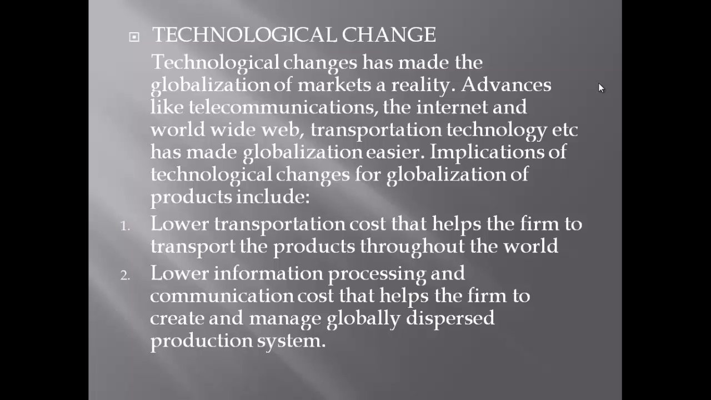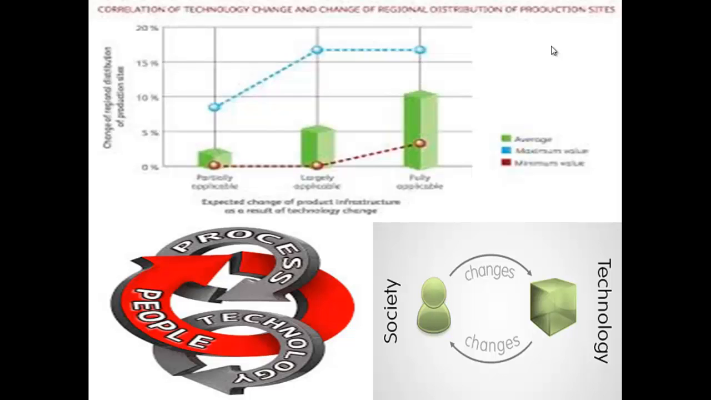Then technological change has made the globalization of markets a reality. Advances like telecommunications, the internet and World Wide Web, and transportation technology have made globalization easier. Implications of technological changes for globalization of products include lower transportation costs that help the firm to transport the products throughout the world, and lower information processing and communication costs that help the firm to create and manage a globally dispersed production system. And these are the figures which show the correlation of technology change and change of regional distribution of production sites.